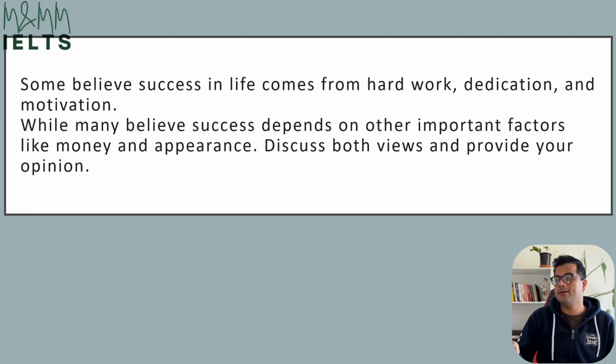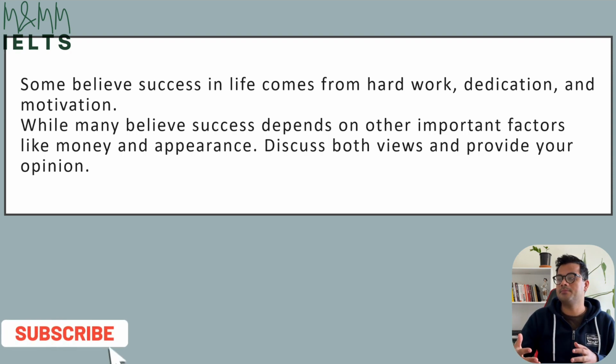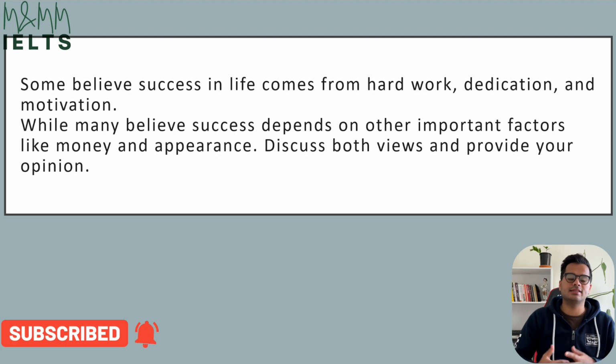Or you can just think of any other person, any other athlete, and that should be perfect. And while many believe success depends on other important factors like money and appearance, I can say that a person who has inherited wealth from their previous generation has got a lot of easy things in their life. They can easily become successful. They can easily get success in their life because they have got so much money.